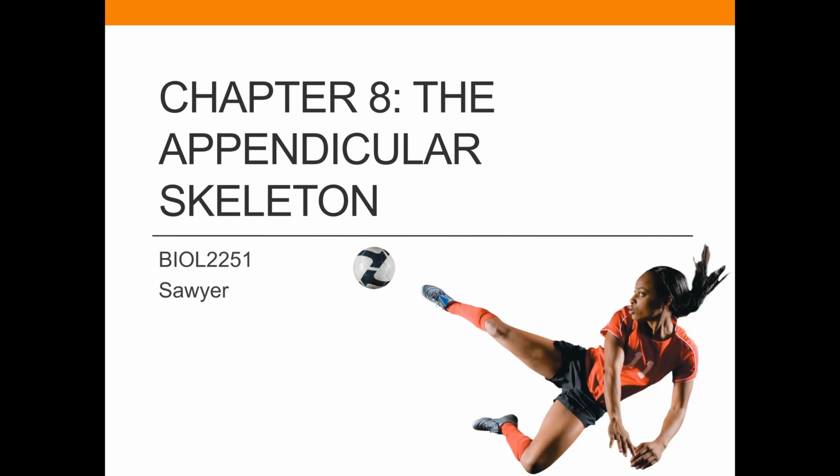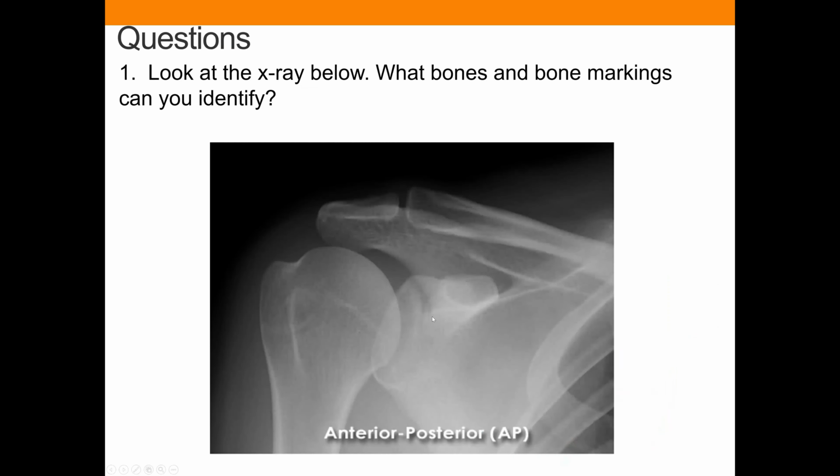So this is the in-class activity for Chapter 8, the appendicular skeleton. So question 1 says, look at the x-ray below. What bones and bone markings can you identify? So first, to orient you, we are looking at a shoulder joint.